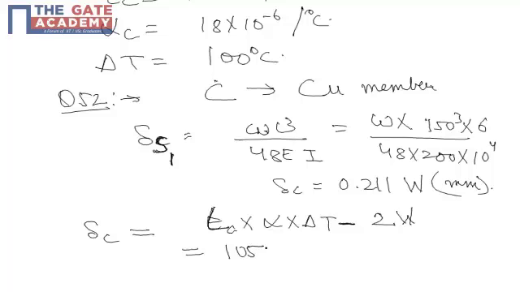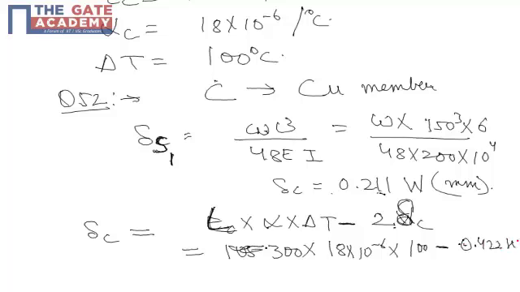L_C is given as 300, alpha is given as 18 into 10 to the power minus 6, delta T is 100, minus twice of delta S, that is twice of 0.211 W. It comes out to be 0.54 minus 0.422 W. So this will be delta L for the copper bar.